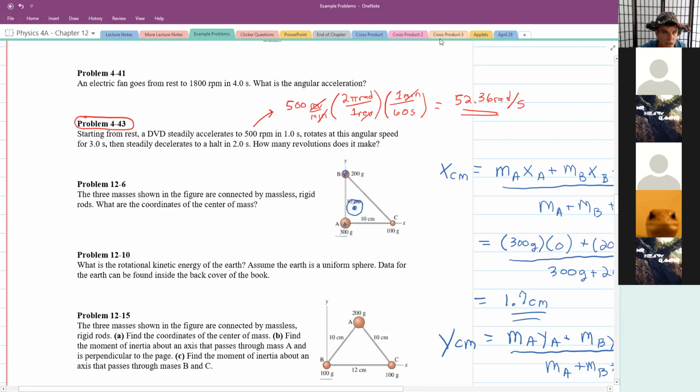I also have a question for that part. Couldn't I just convert it to revolutions per second and then multiply that by the 3 seconds? Good question. The answer is no. You have to do everything in radians per second because, what's the easiest way to explain that? So let me just say no. How's that?